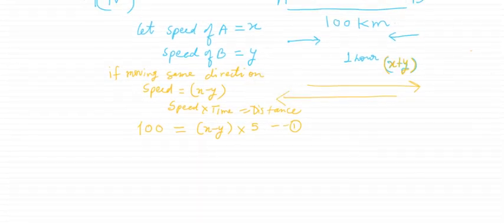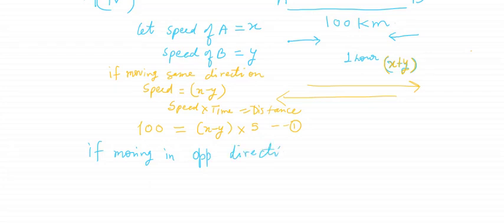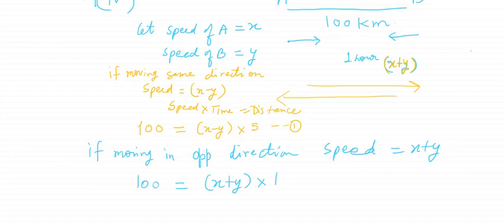Yes. Now for the second one, same thing you can write here, if moving in opposite direction. So if they are moving in opposite direction, that time the speed will be x plus y. We will use the same formula, so the distance is the same, 100. The speed is x plus y and the time taken is 1 hour. In 1 hour they are meeting. So now you will solve these two equations to get the values of x and y.